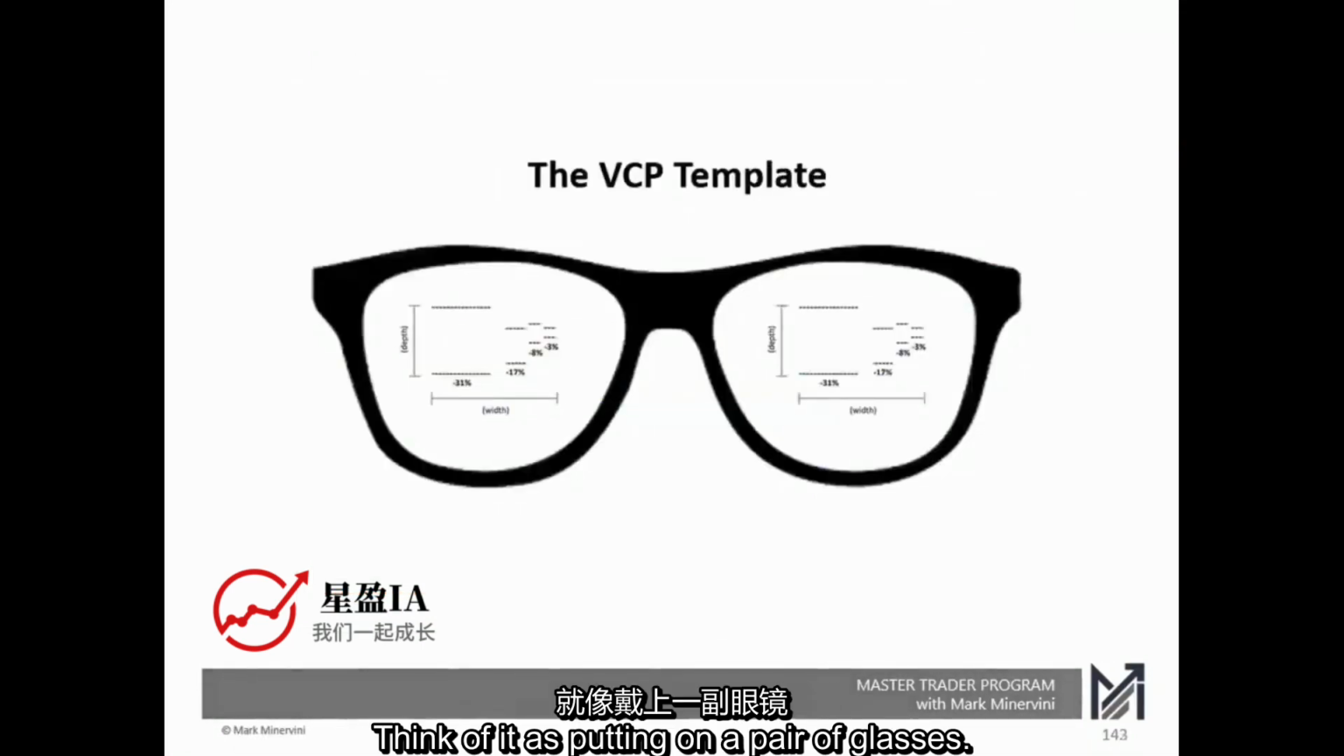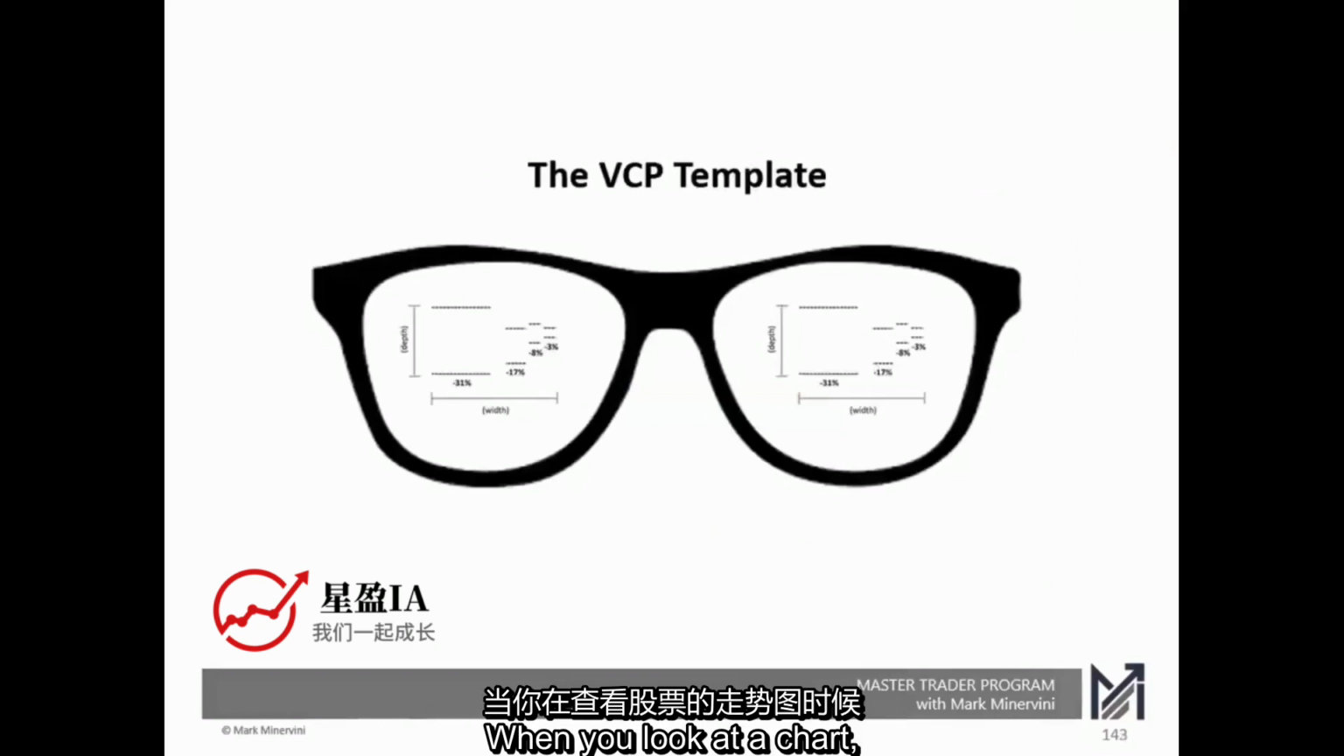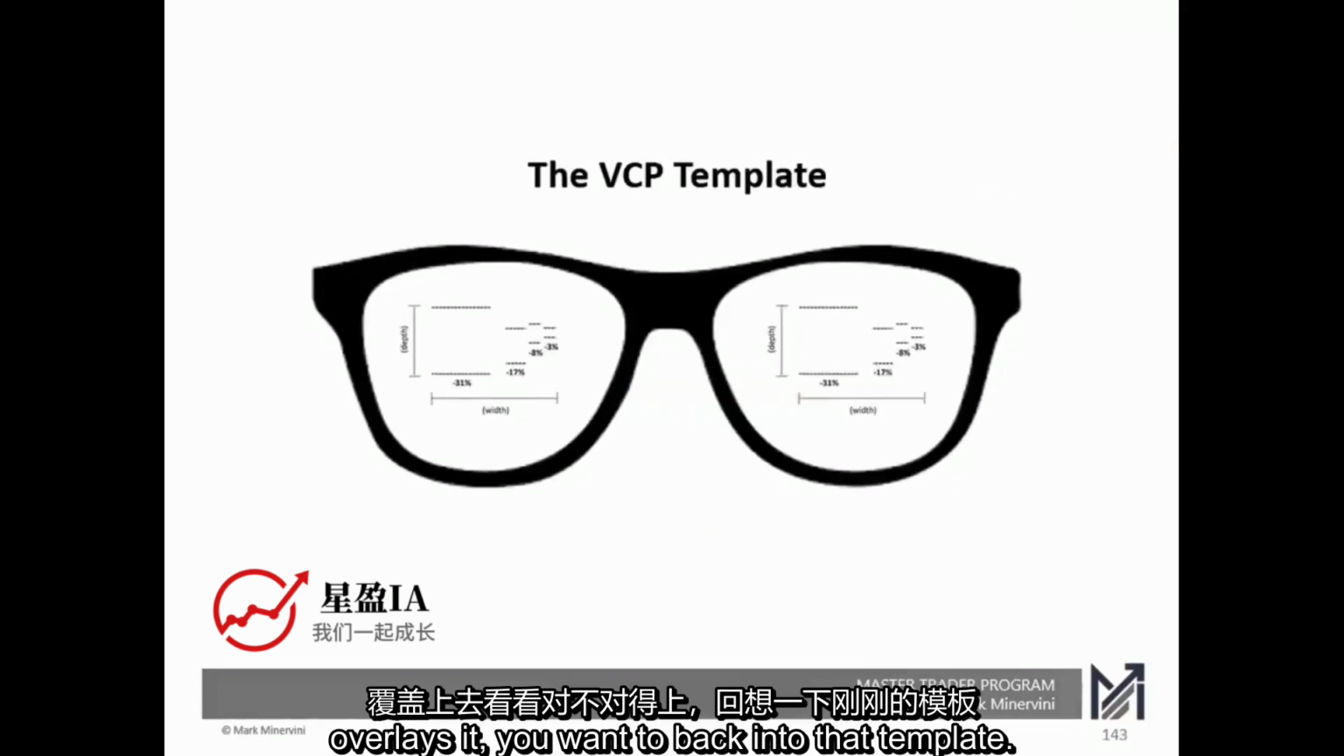So think of it as putting on a pair of glasses, and on those glasses, you've got this template. And then when you look at a chart, it overlays it. You want to back into that template.